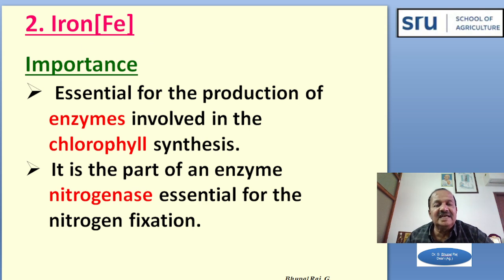Nowadays, after zinc, iron is also becoming deficient. When you see the function of iron, it is essential for the production of the enzymes involved in chlorophyll synthesis. As I told you, nitrogen is important for chlorophyll, sulfur is important for chlorophyll, magnesium is important for chlorophyll. Like that, iron is also important for chlorophyll synthesis.